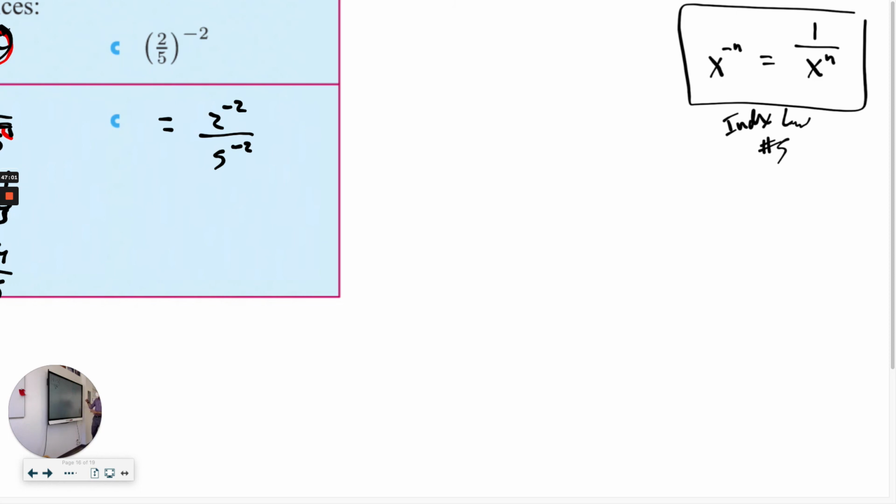The fussy bit, I might break this up so you can see what's actually happening. I might call this 2 to the negative 2 times 1 over 5 to the negative 2. You don't have to break it up like this every time, but I just want to show you what's mathematically happening. This one's easy enough. This is 1 over 2 squared. But this elevator button drags the 5 squared kicking and screaming into the denominator. What do you think this elevator button is going to do?